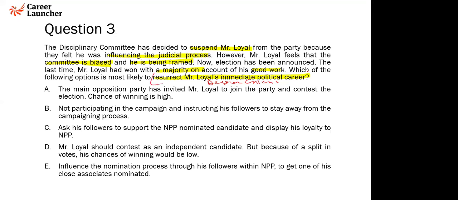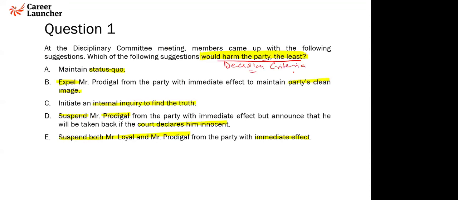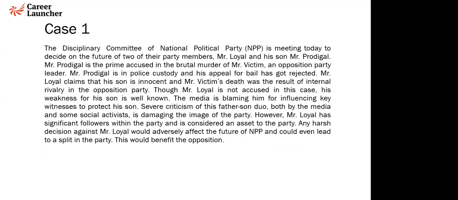The decision criteria is: which of the following actions is going to ensure that Mr. Loyal's political career gets a boost. So look at 3 questions, 3 different decision criteria. Many times, or rather most of the time, you'll find that the decision criteria is not given here. This is just a statement of the situation, or let me say a statement of facts. The situation is explained to you.